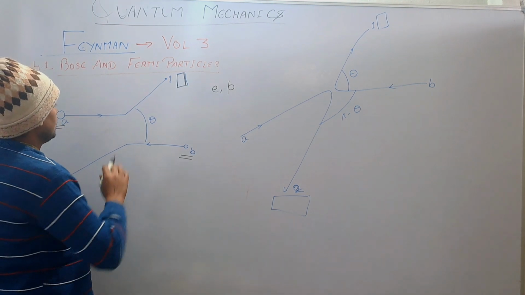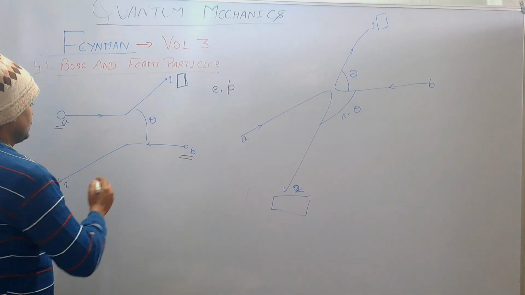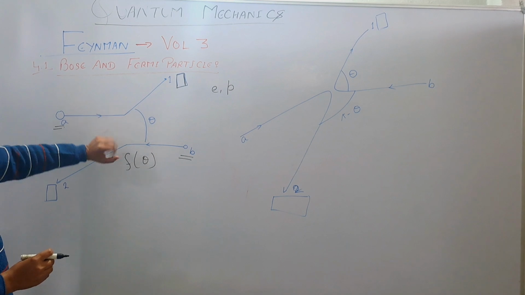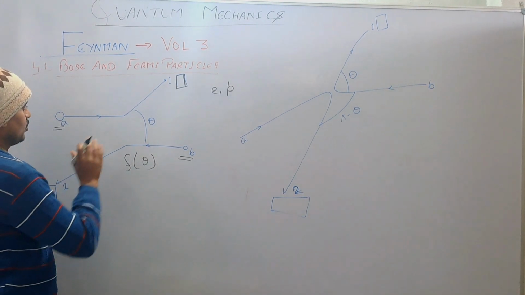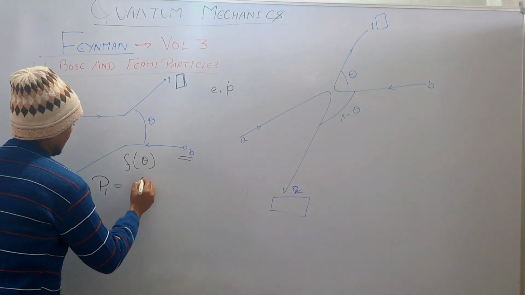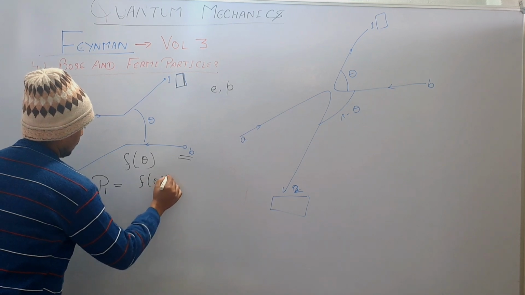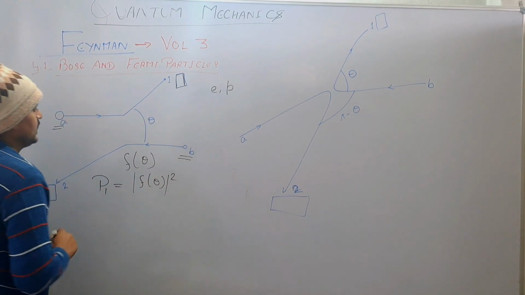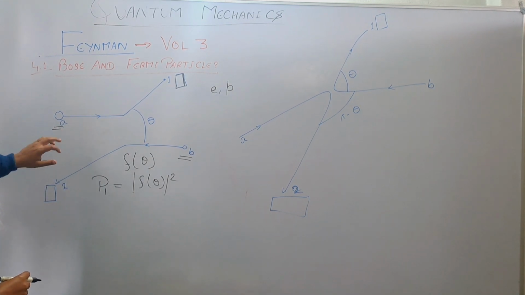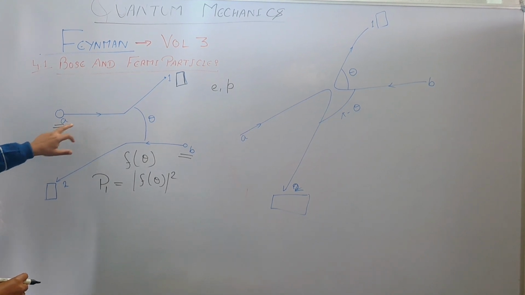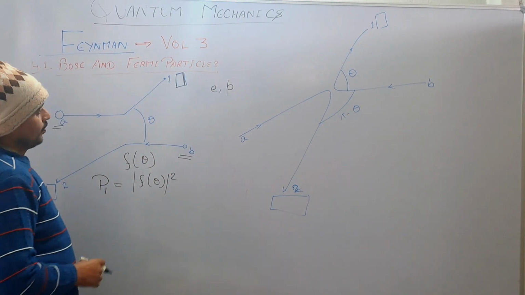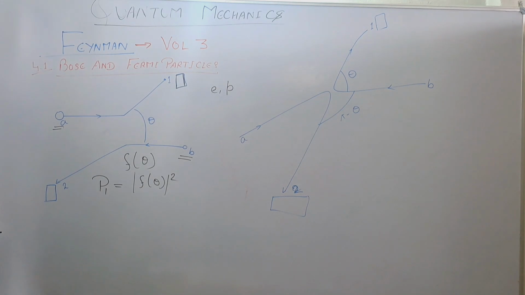Suppose the amplitude of such an event is F theta. Then what will be the probability of such an event? We know that probability P1 is the square of the amplitude, F theta whole squared. This is the probability of getting such an event where particle A is at counter 1 and particle B is at counter 2. Now we exchange the role of the particles.